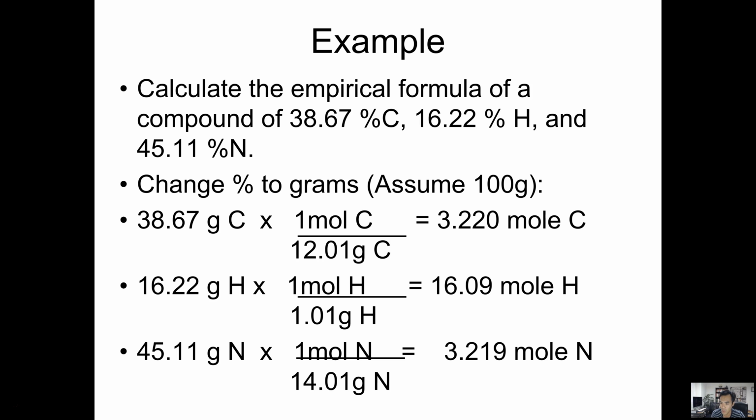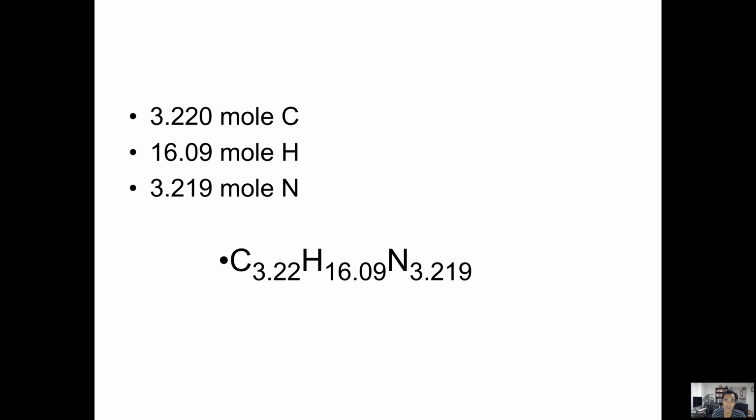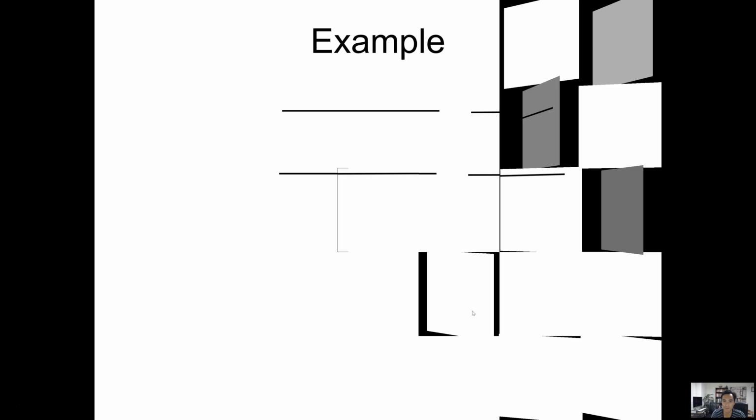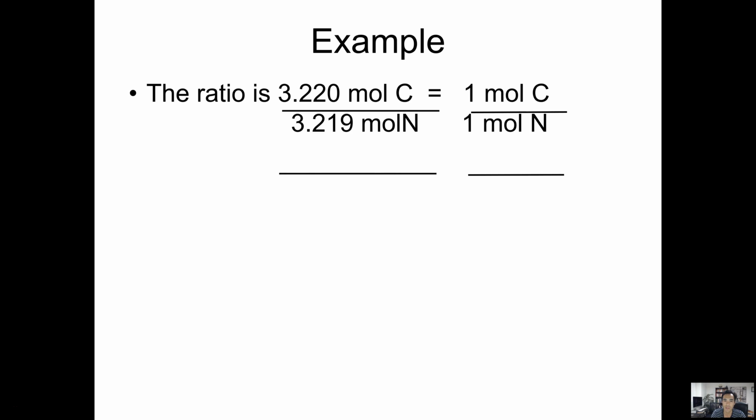Now, the problem here is we have a bunch of decimal points. So our next step is to go ahead and write them down. But what we're going to do is divide it by the lowest one. That's going to give us our empirical formula. So in this case, 3.219 is our lowest number. So we're going to divide all numbers by 3.219. And that should give us our answer.